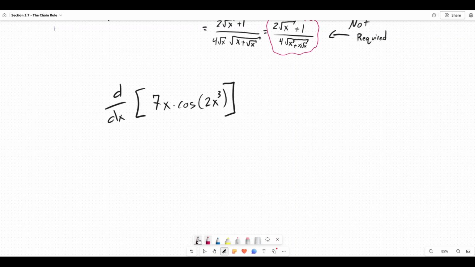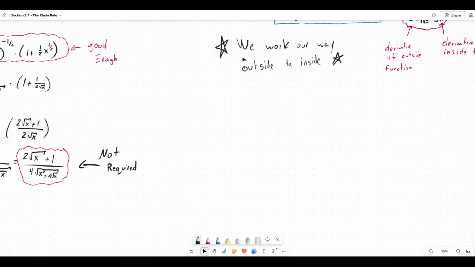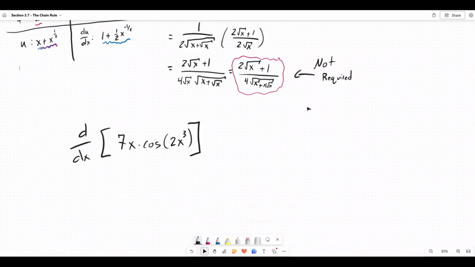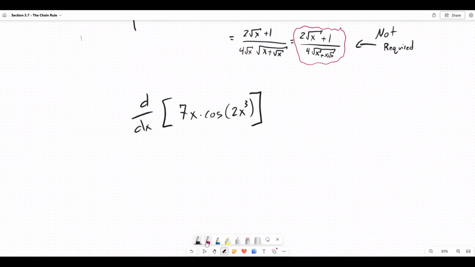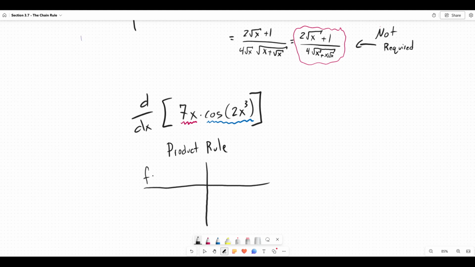Okay, this is an interesting one because I want to point out that there's going to be multiple rules involved here. And again, going back to our rule, we work our way outside to inside. So outside, I see this function and this function is a product rule. I'm going to multiply these two functions together, which means I need to use the product rule. So I'll call the first one f, and I'll call the second one g.